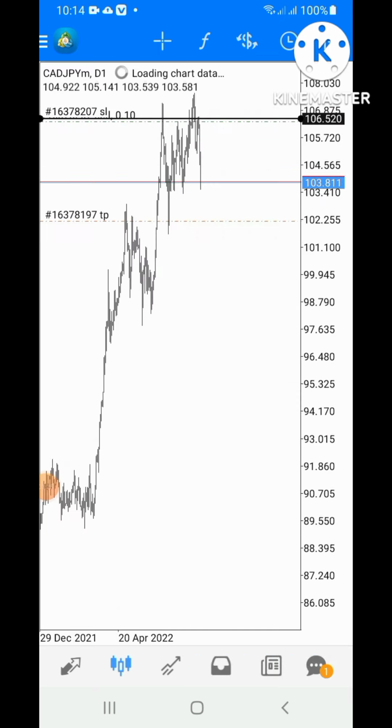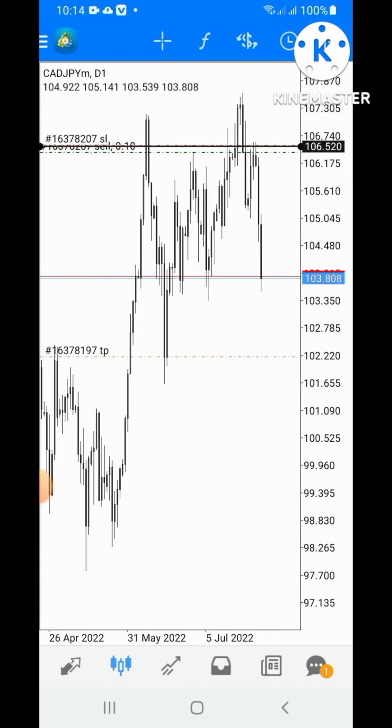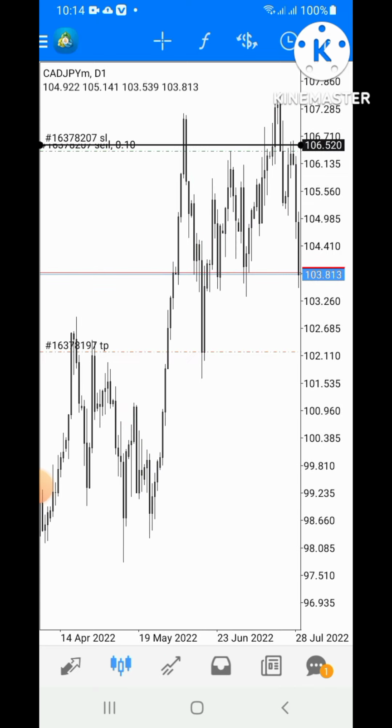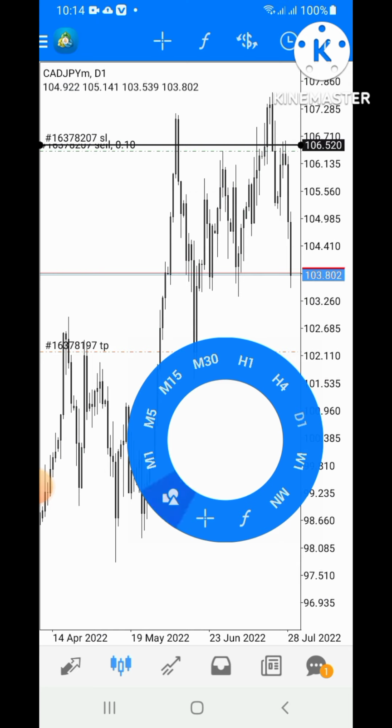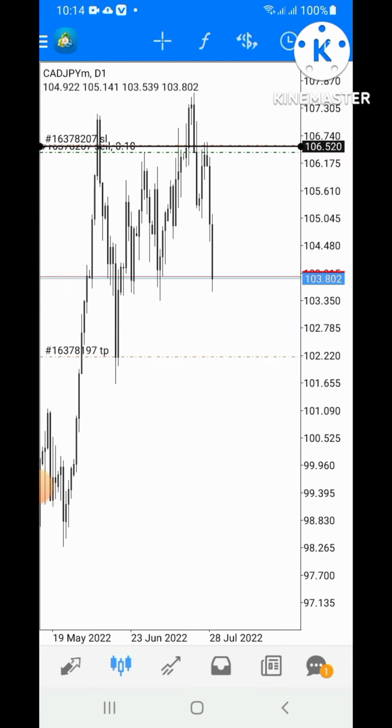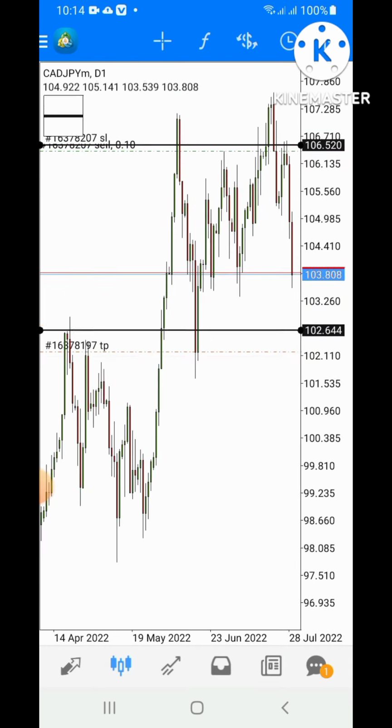Now let's come to daily. In daily, there is something so sweet that I want you to understand. Let me first show you my assumptions. I'm assuming CAD JPY will fall up to this point here. You look at this point here, that's what I'm assuming CAD JPY will fall up to.